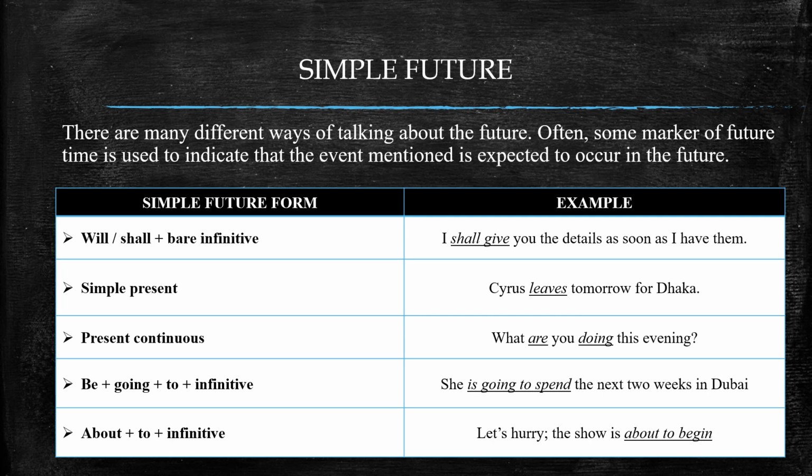Present continuous. What are you doing this evening? Be plus going plus to plus an infinitive. She is going to spend the next 2 weeks in Dubai. About plus to plus an infinitive. Let's hurry. The show is about to begin.